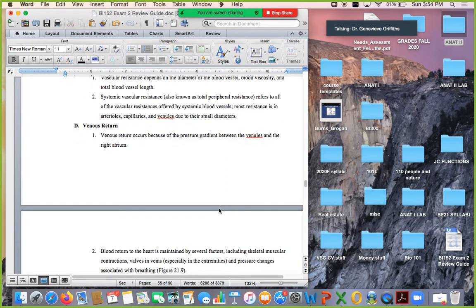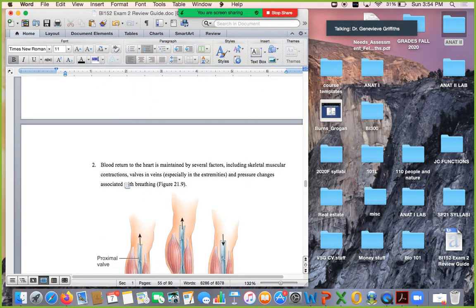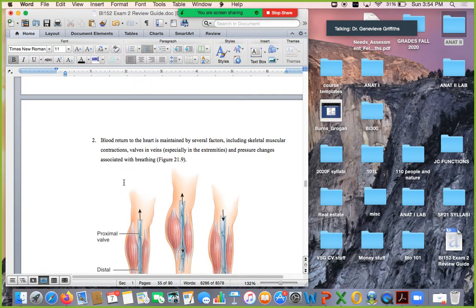Now, venous return occurs because now we have a pressure gradient between the venules and the right atrium. The right atrium is going to have kind of a suction effect on the venules. And it's going to be maintained, like I mentioned, by that suction, the pressure changes associated with the breathing and rhythmic contractions of the heart, as well as skeletal muscle contractions and the valves in the veins.